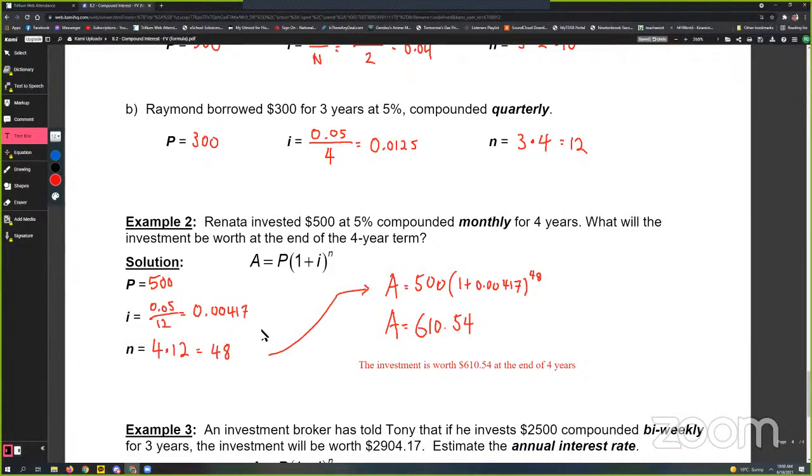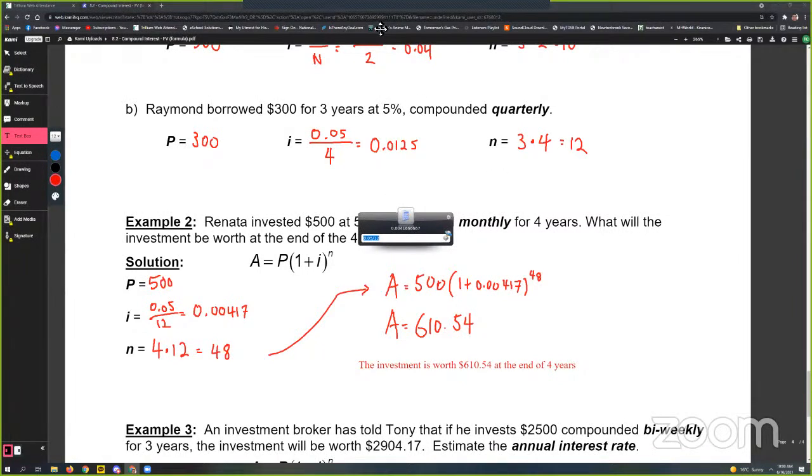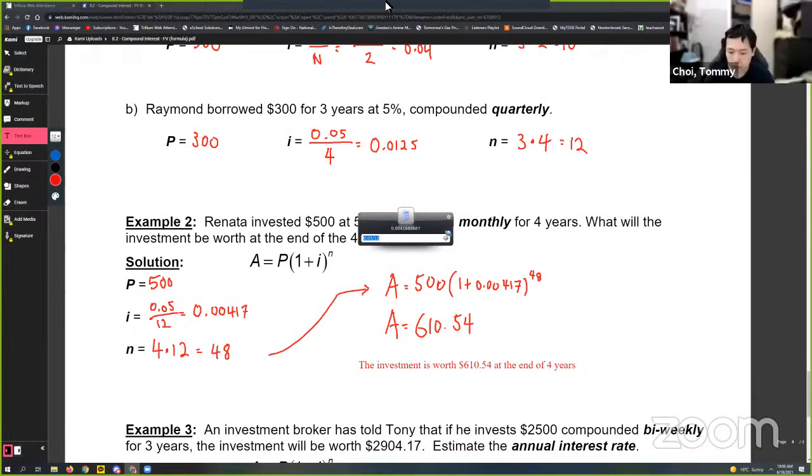So if I use the 0.0042, I got a different answer, which is 611.42. Is it okay? Yeah, that should be fine. That's completely fine. It's just a slight difference. Okay, any other questions?